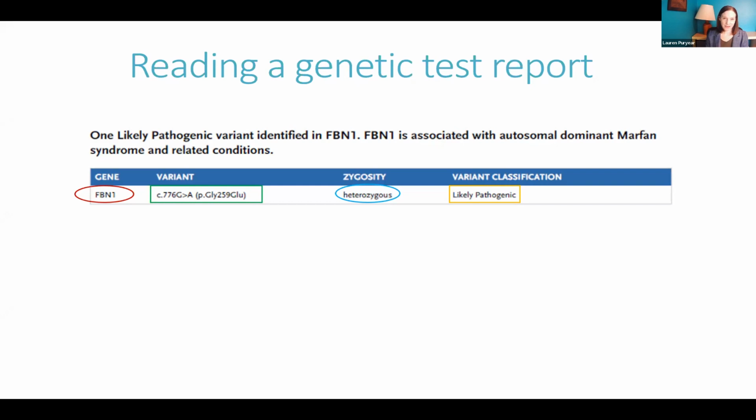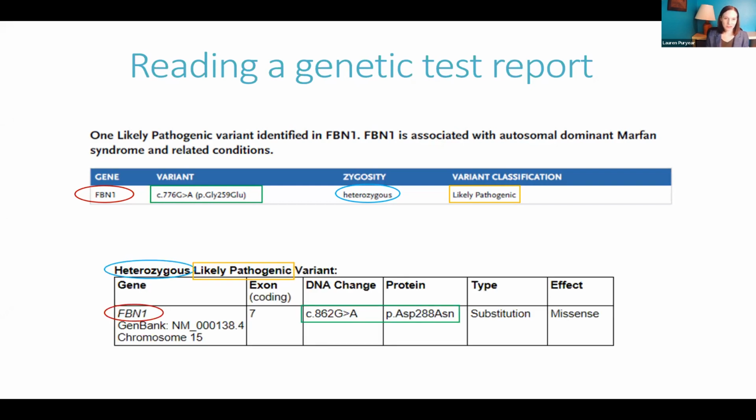Genetic test reports vary. They're all structured and formatted a little bit differently. So I'll give you one other example. This is a different variant, also in the FBN1 gene, but you can see all the same information is listed in this test report as well. So you see the gene there, you can see the DNA change and the protein change. This is a different substitution variant. It is also heterozygous, just like the first variant, and it's also classified as likely pathogenic. So these are two different positive genetic test results for people who have Marfan syndrome.